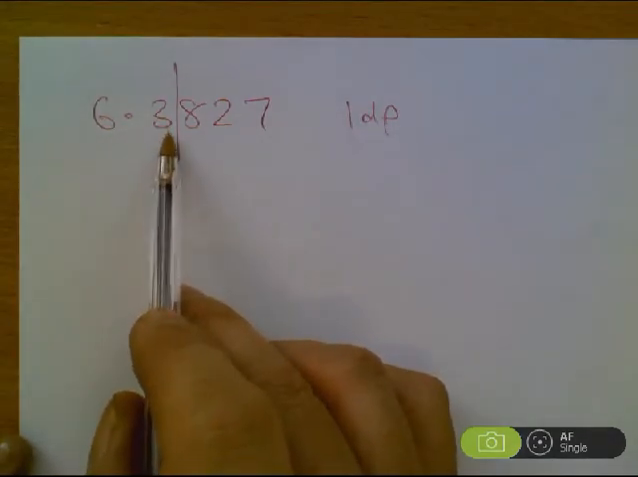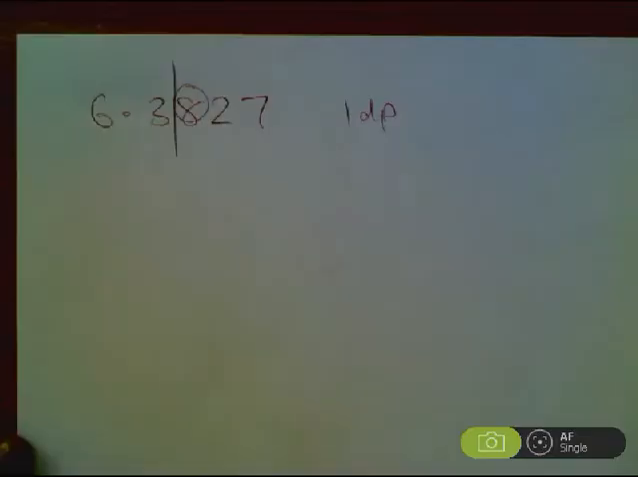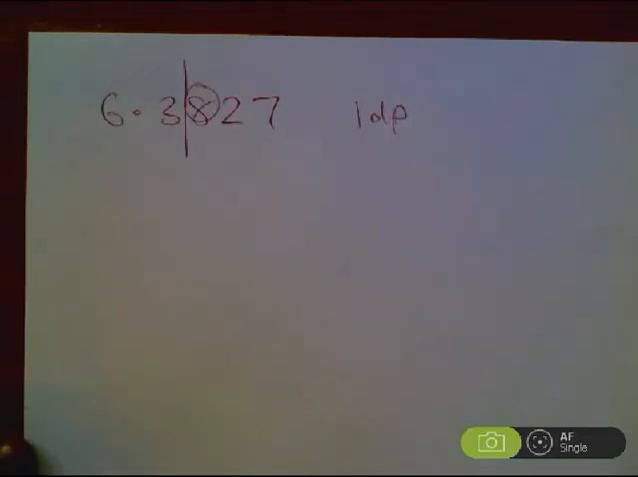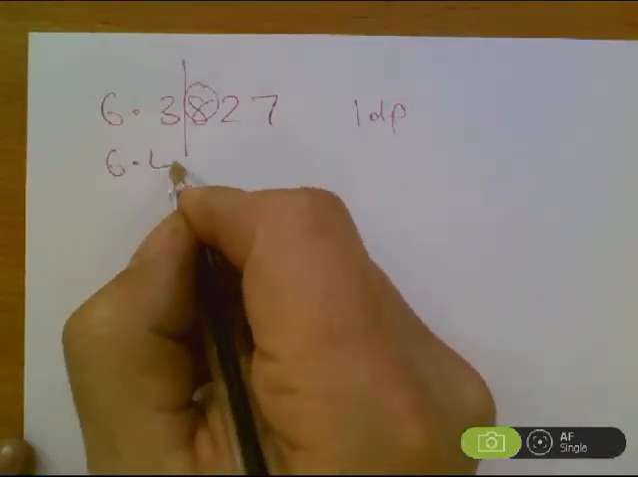So this digit here might increase by 1. And that depends on the digit to the right of where you're cutting off. And again, it's the same rule. A 5 or bigger means that I need to round up. So this is going to be 6.4.